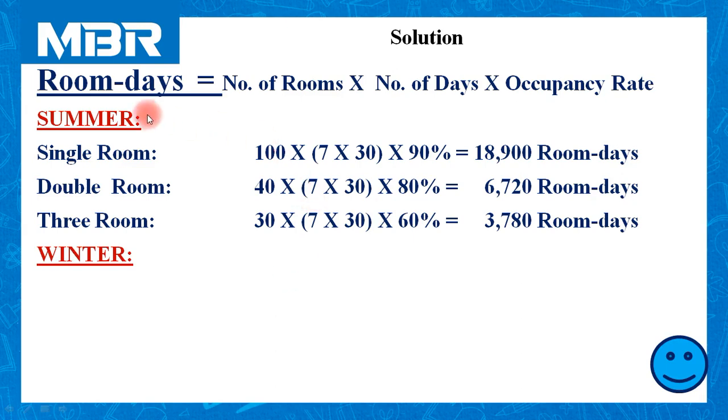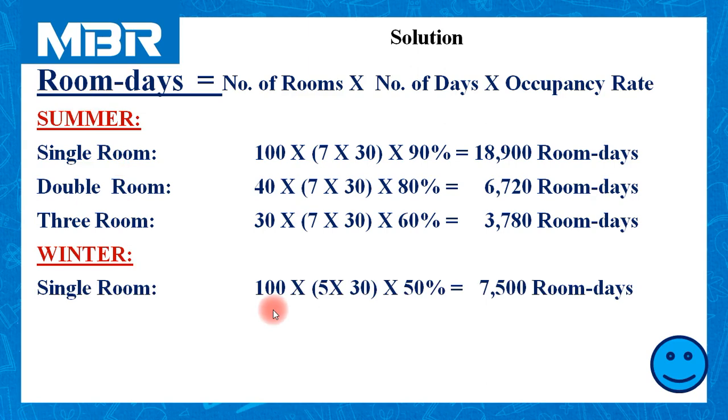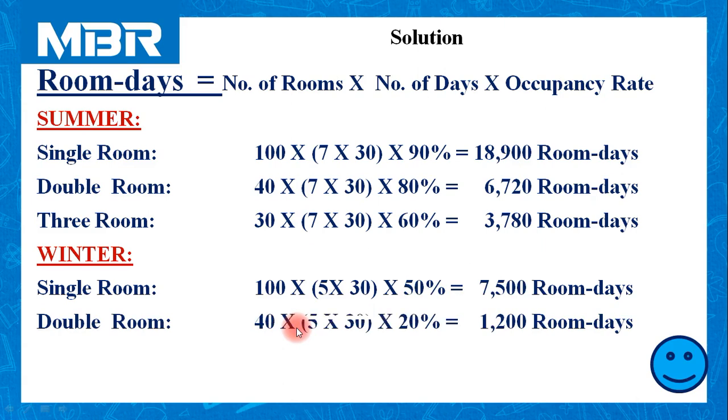As per the information, we need to consider summer for 7 months. So automatically the period of winter is 5 months. Now, same as summer, calculate room days for single room, double room and 3-room. Single room: number of rooms are 100, 5 months of 30 days each, and occupancy rate of single room during winter is 50% as given in the question. So 7,500 room days are there.